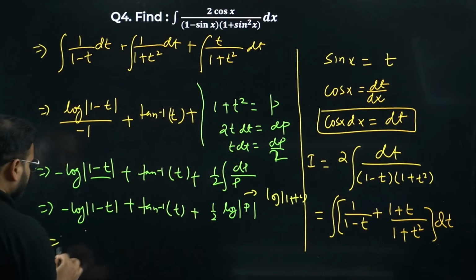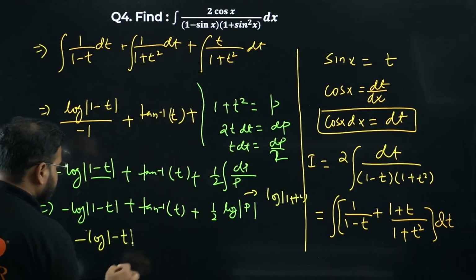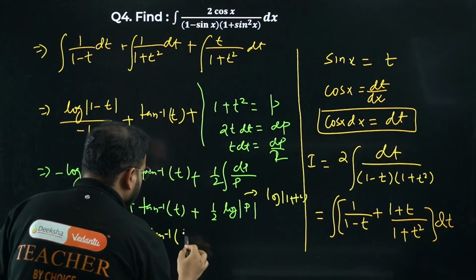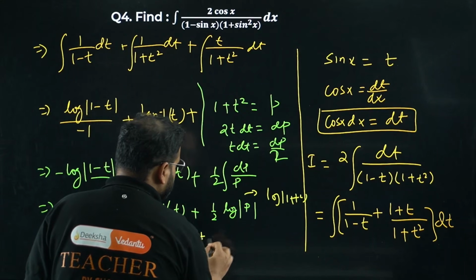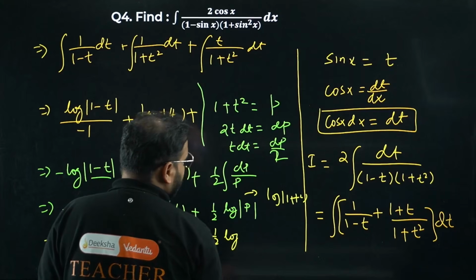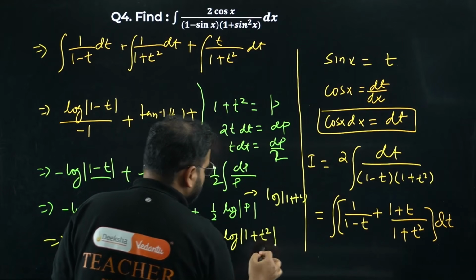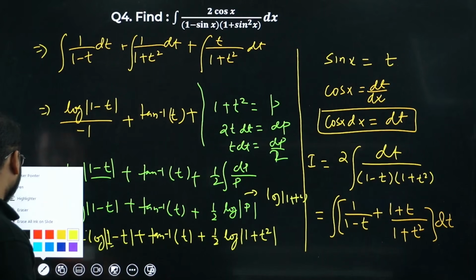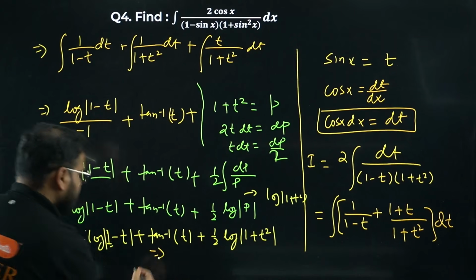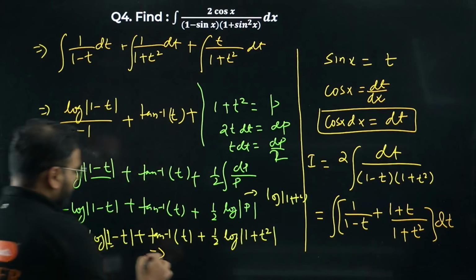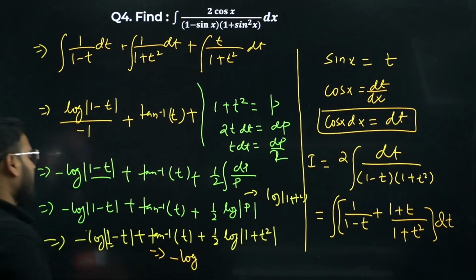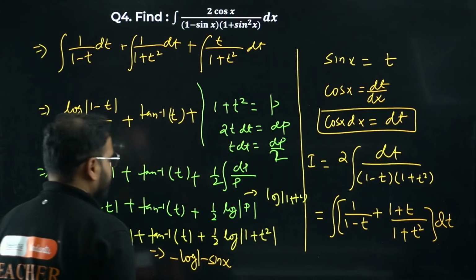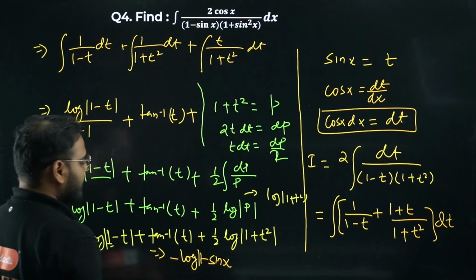So let me write it over here. I'll get minus log 1 minus t plus tan inverse of t, and I'll have plus 1 by 2 log of 1 plus t square. Put back the value of t as sin x, and you'll get the final answer. I'll write it over here for all of you. This will be coming as minus log 1 minus t, so 1 minus sin x. The bracket is closed, 1 minus sin x.